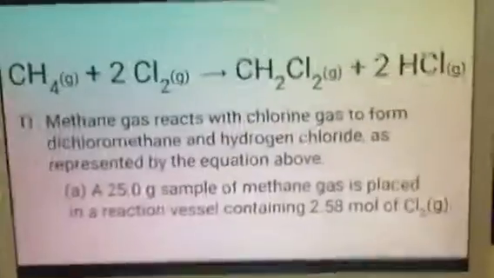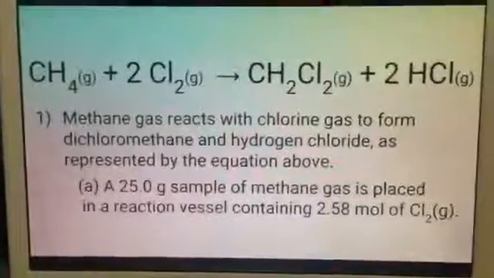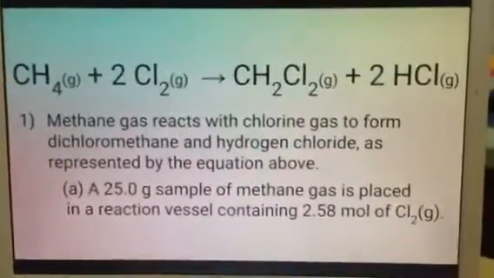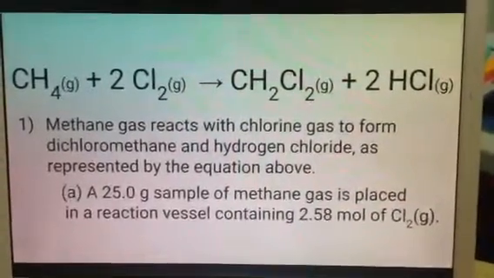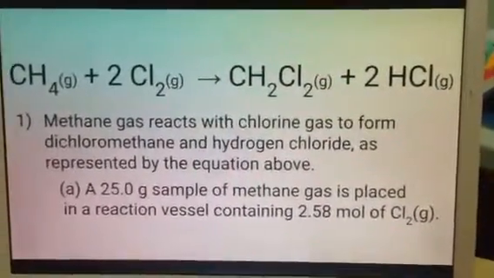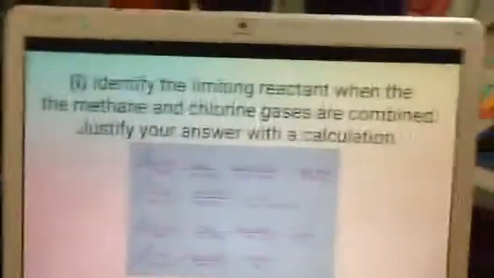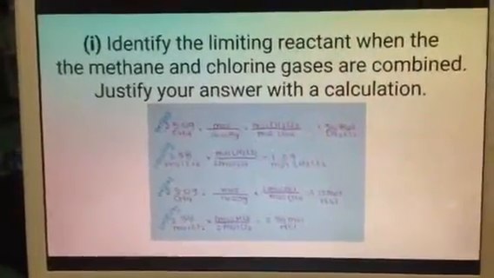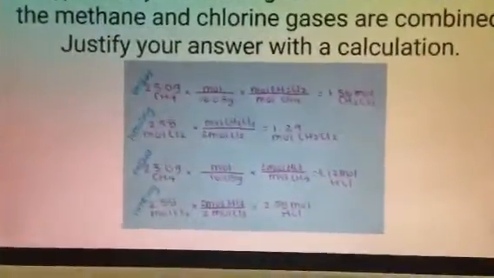Okay, the first question states that methane gas reacts with chlorine gas to form dichloromethane and hydrogen chloride, as represented by the equation above, which is CH4 plus 2Cl2 yields CH2Cl2 plus 2HCl. We're given that a 25 gram sample of methane gas is placed in a reaction vessel containing 2.58 moles of chlorine. The first part asks us to identify the limiting reactant when methane and chlorine gases are combined, and to justify our answer with a calculation.